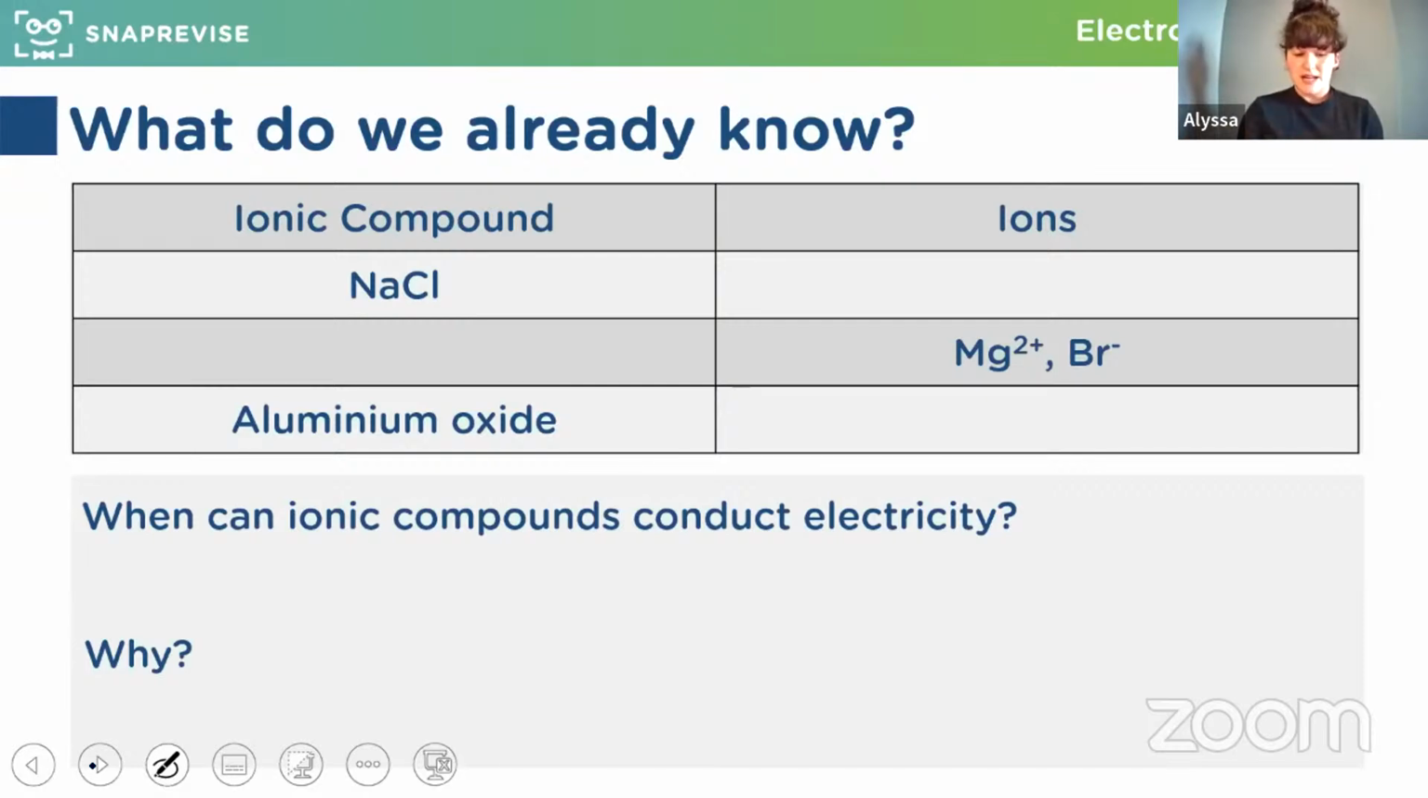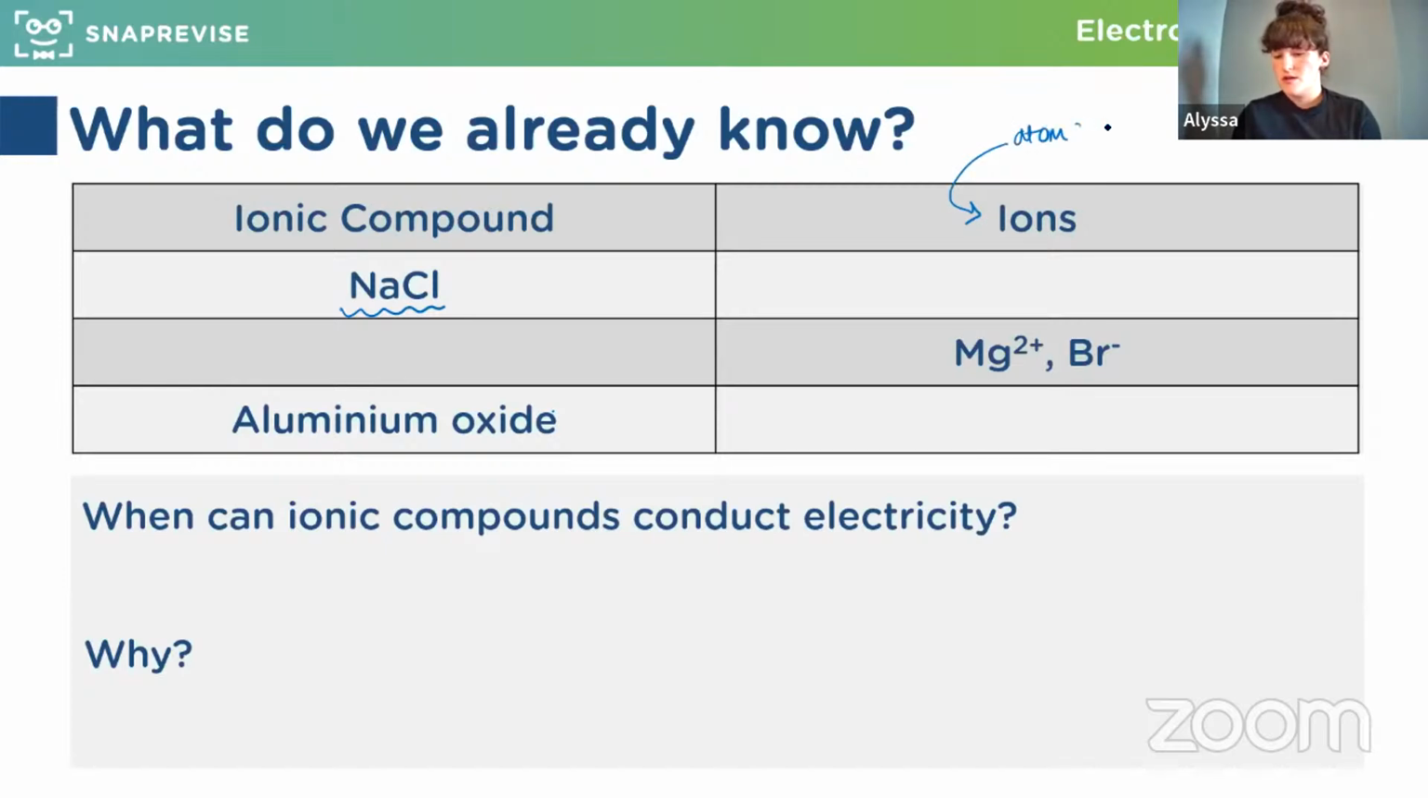So if we've got an ionic compound NaCl, what ions are present in the compound NaCl? Does anybody know what ions are going to be present in the compound NaCl? So just a reminder, ions are charged particles. They're atoms that have gained or lost electrons. I will probably abbreviate electrons to e minuses, so just be aware of that. E minus means electron.